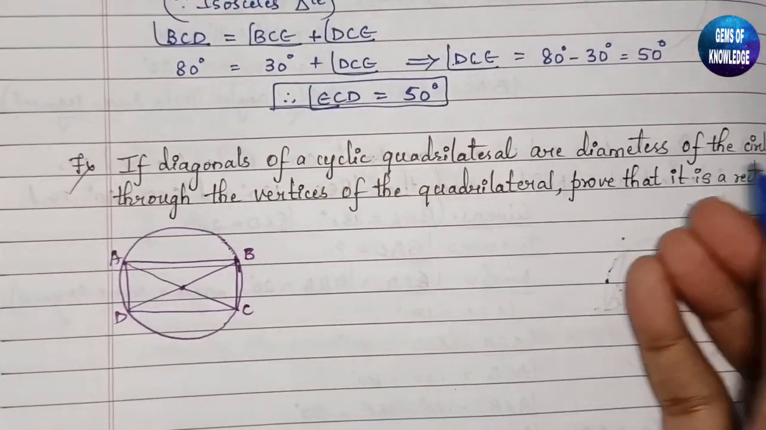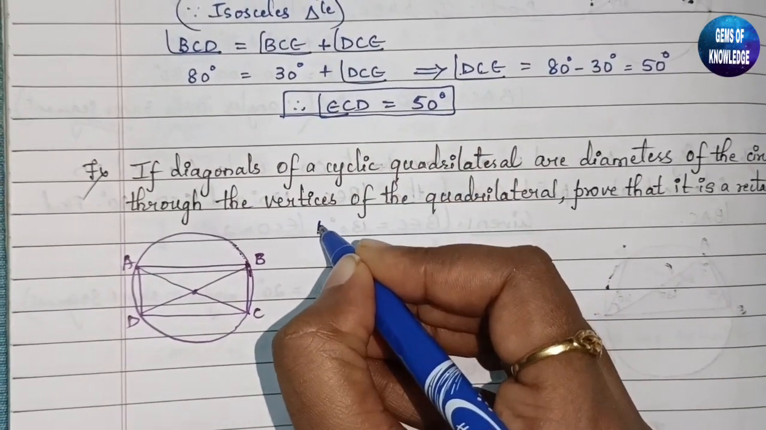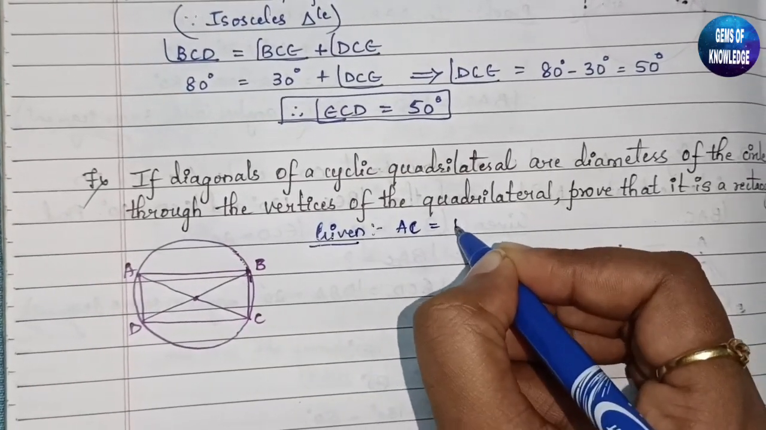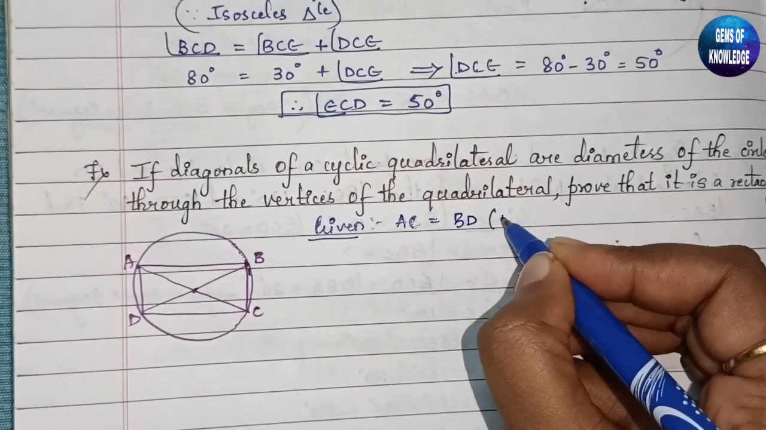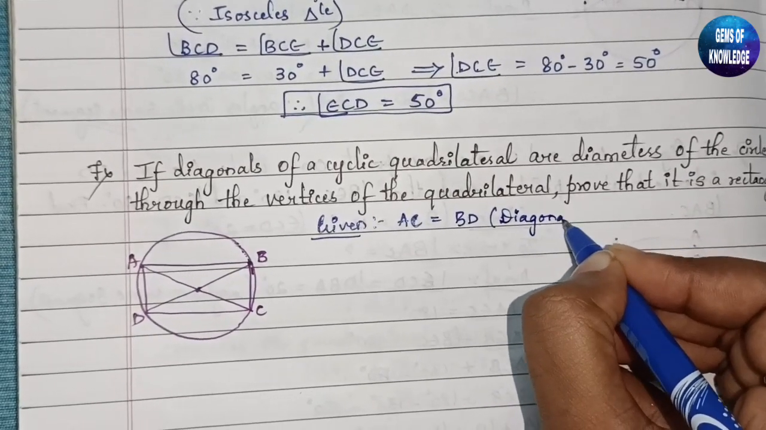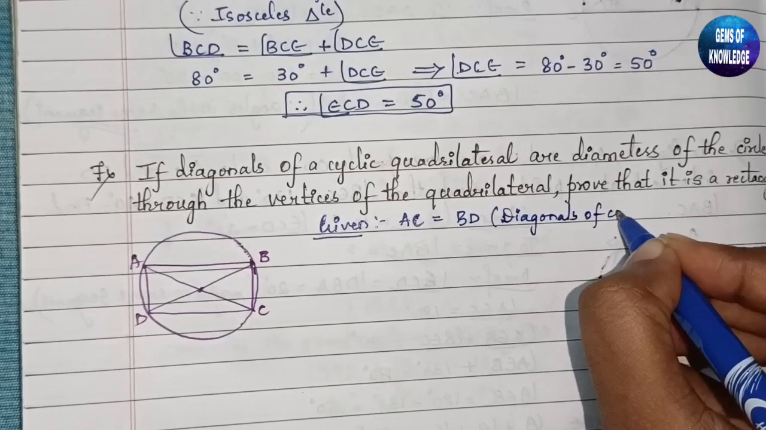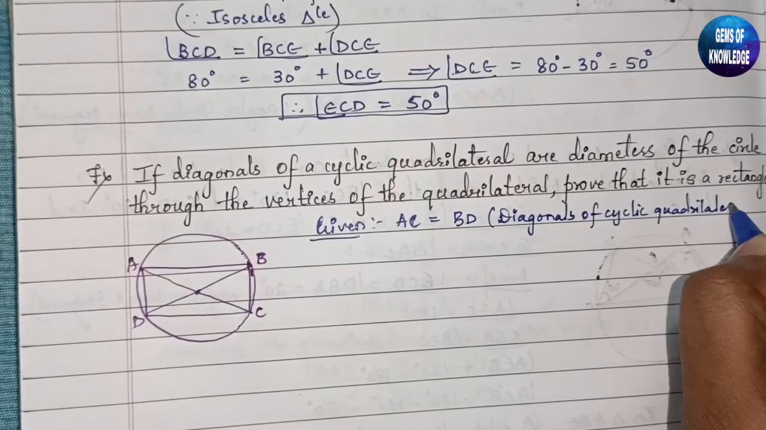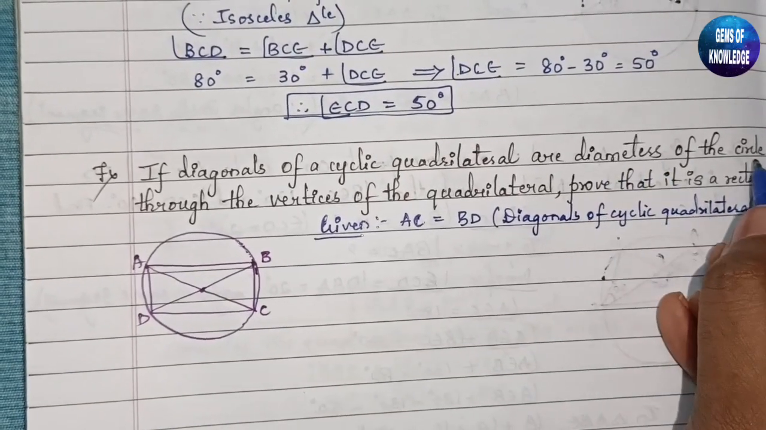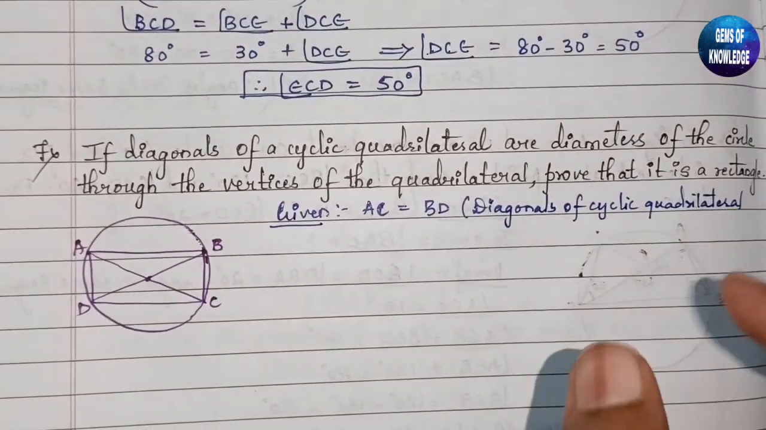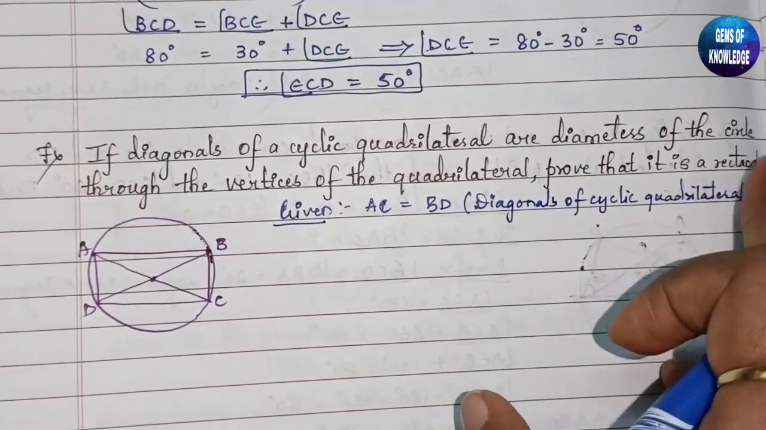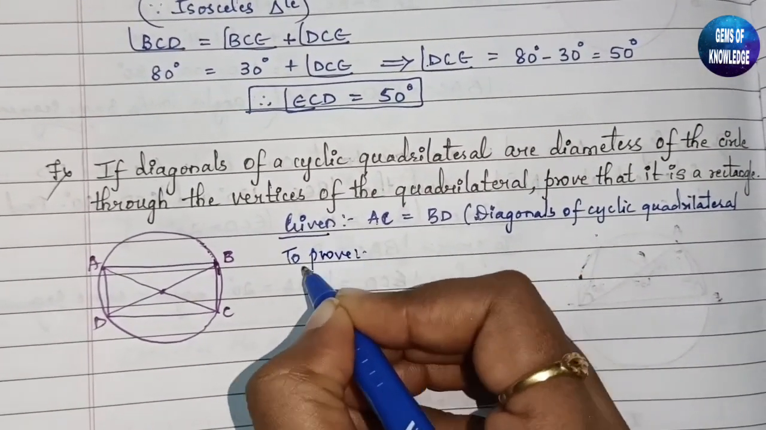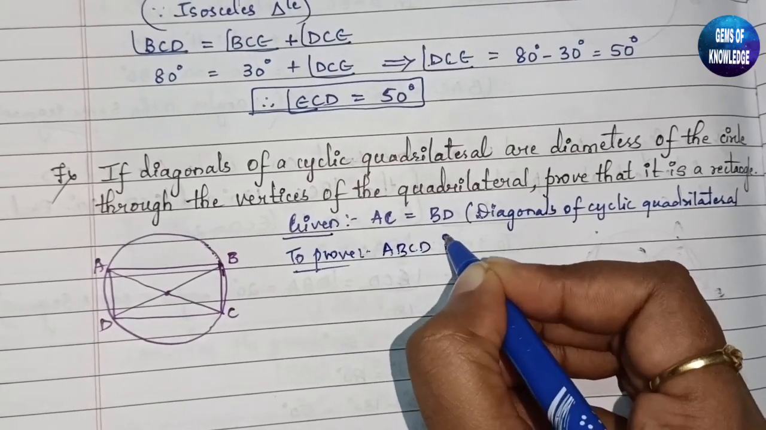We should prove that. So in the given things, what they have given is that AC is equal to BD, which are the diagonals of the cyclic quadrilateral, or you can also say that they are the diameters of the circle. You can also write this, that AC and BD are the diameters of the circle. Then what we need to prove is that ABCD is a rectangle.